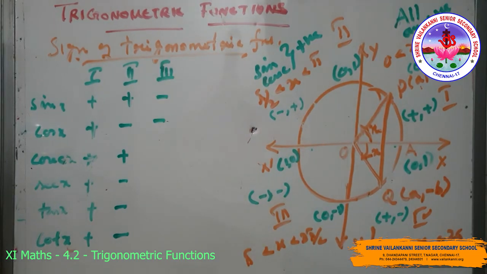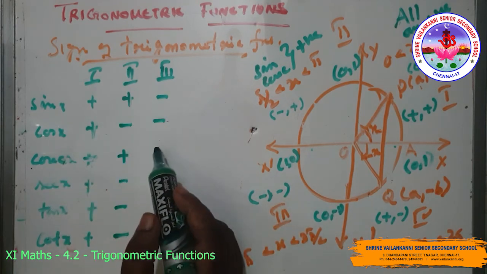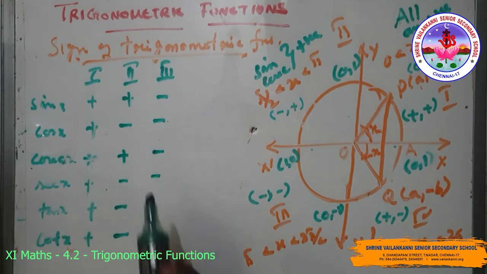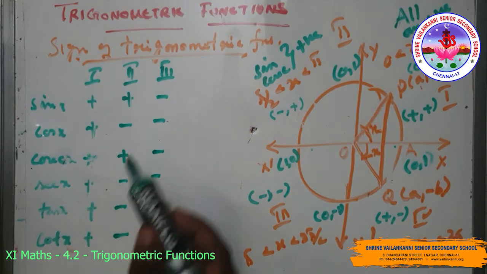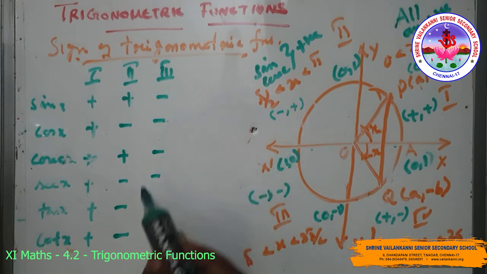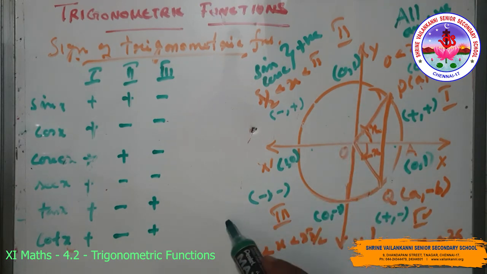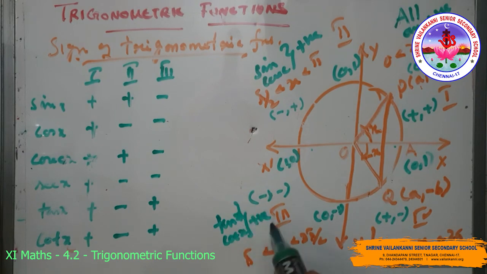In the third quadrant, both cos x and sin x are negative. If sin x is negative, then cosecant x is negative. If cos x is negative, then secant x is negative. So tan x is sin x by cos x, minus by minus, which is positive. If tan x is positive, then cot x is positive. So in the third quadrant, only tan x and cot x are positive. The other trigonometric ratios are negative.